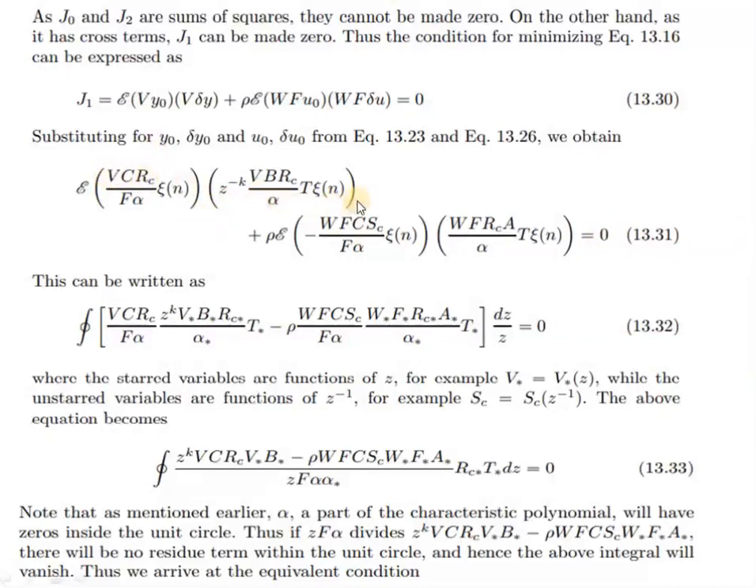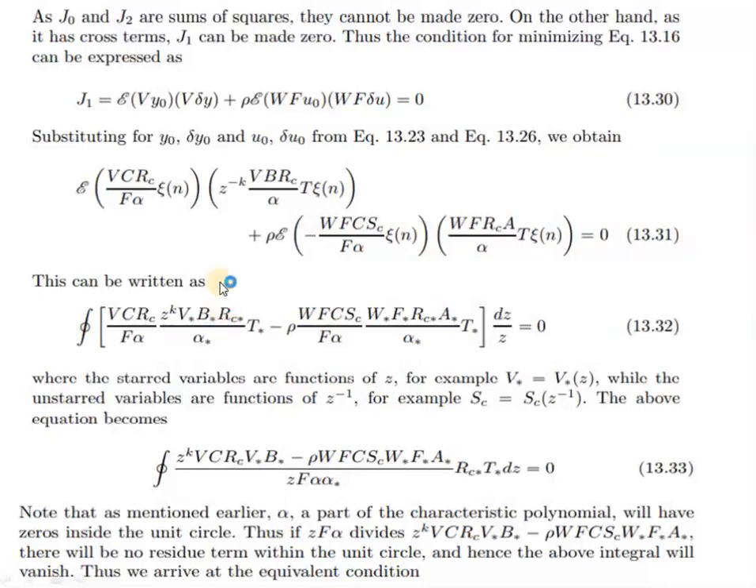Now this whole equation can be written as a closed loop integral. The same equation is written as it is. Here we have to use the spectral factorization method to design the LQG controller. Therefore we require the polynomial in terms of z as well as z inverse. That's why we have to convert these V, B, R, Rc polynomials from z inverse into z.